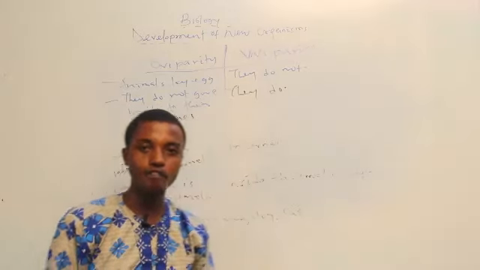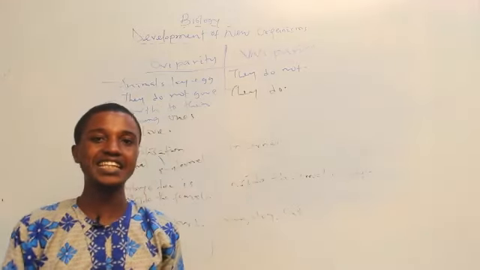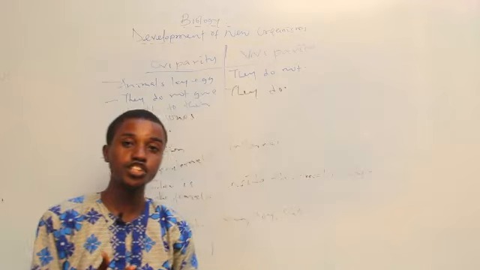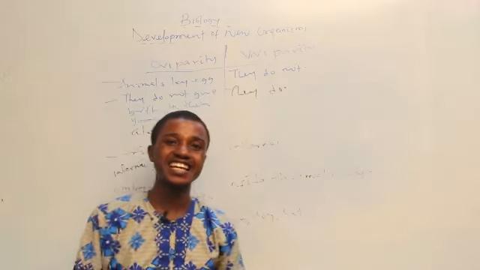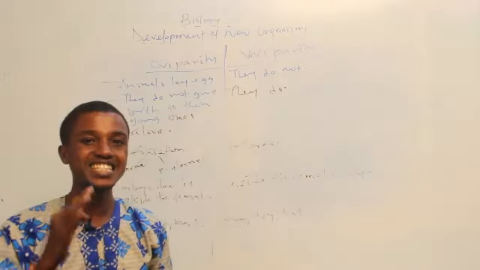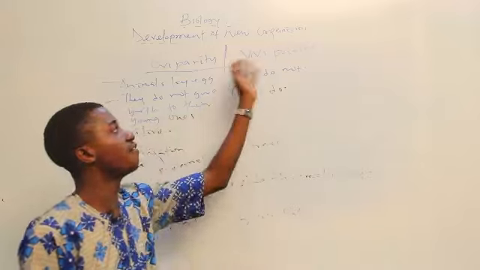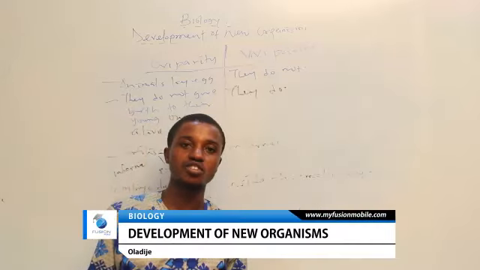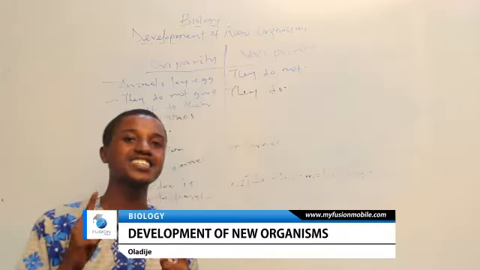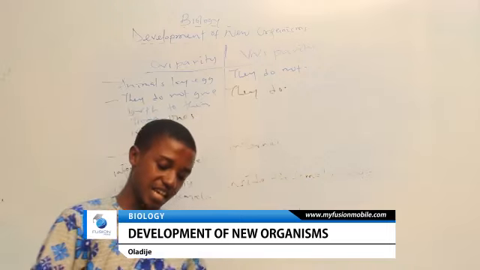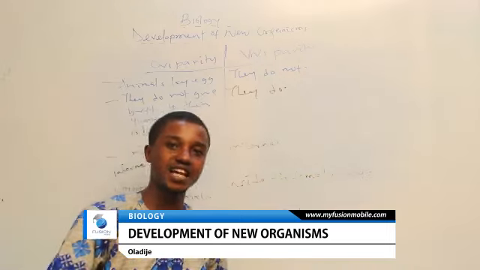Fertilization in oviparity is external and internal. It is external for fishes and amphibians. It is internal for reptiles and birds. For viviparity, it is only seen in mammals, and fertilization in mammals is internal, in the sense that it occurs inside.